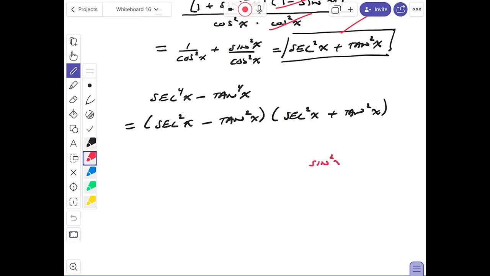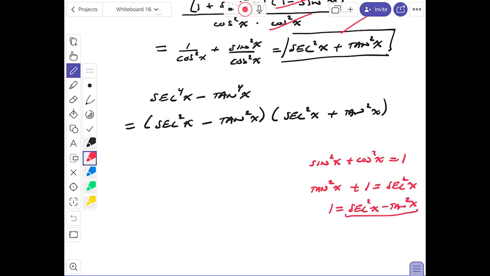Sine squared x plus cosine squared x equals 1. I'm going to divide both sides by cosine squared. What would you get? Tangent squared plus 1 equals secant squared x. And we derived these in class for you. And what is this going to be? 1 equals secant squared x minus tangent squared x.